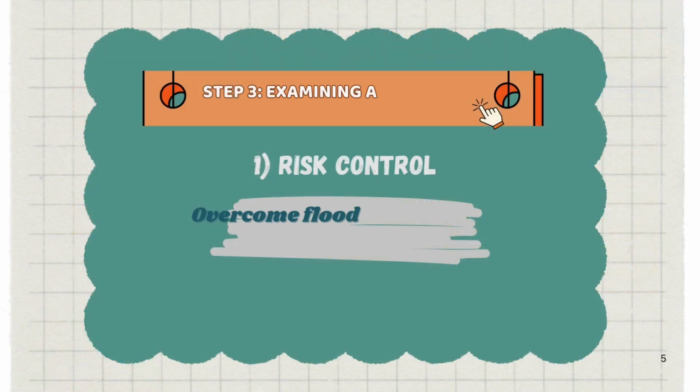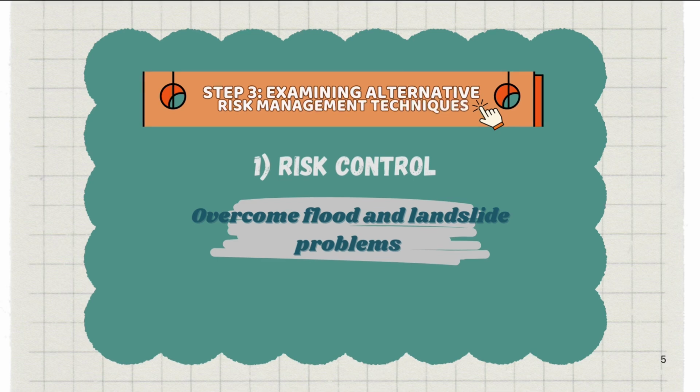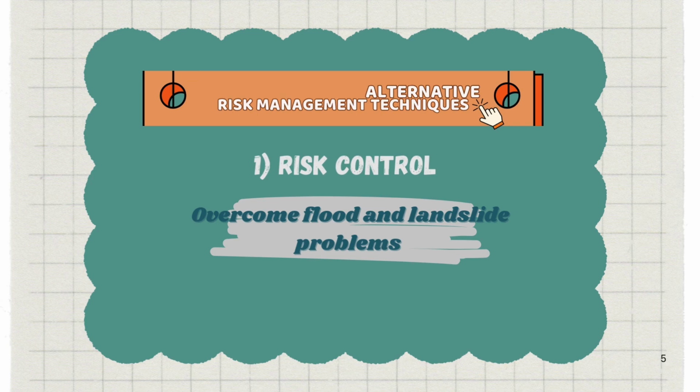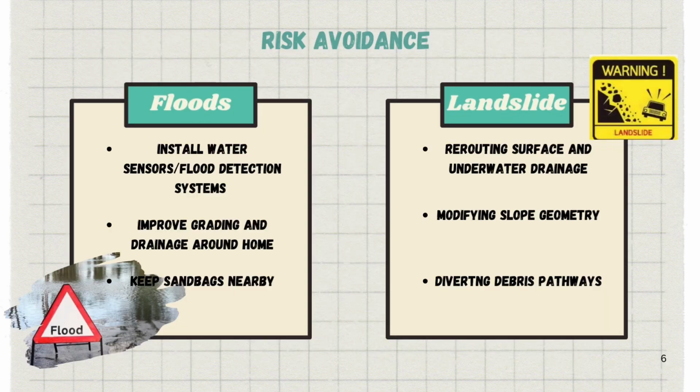Step 3. Examining alternative risk management techniques. The first one is risk control, which is how to overcome floods and landslide problems. Risk avoidance is how to prevent floods and landslides from happening.